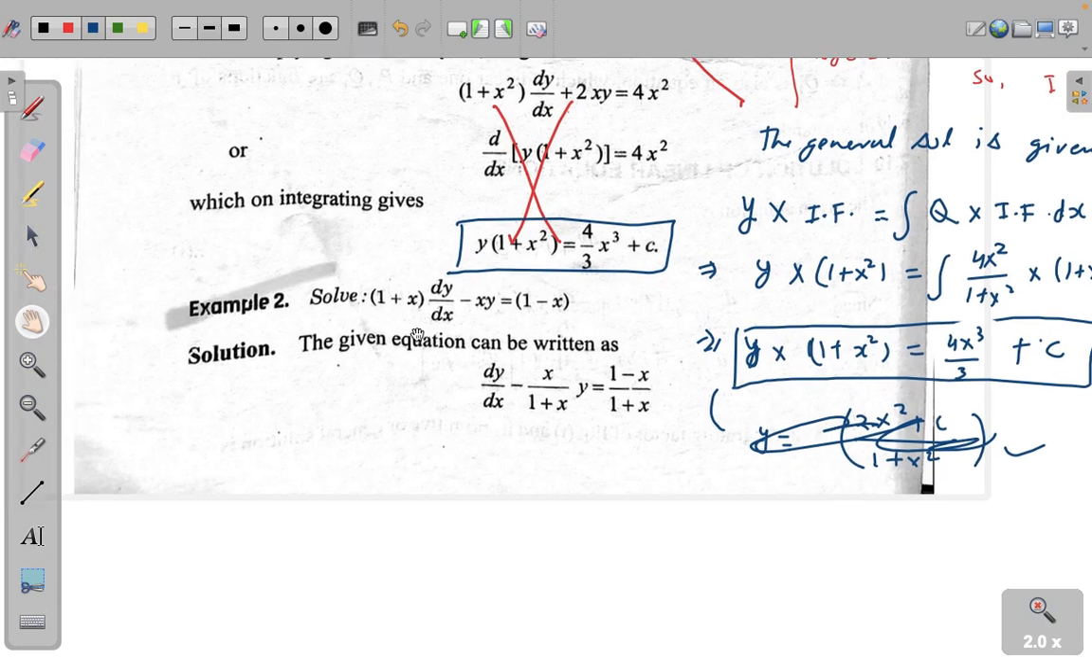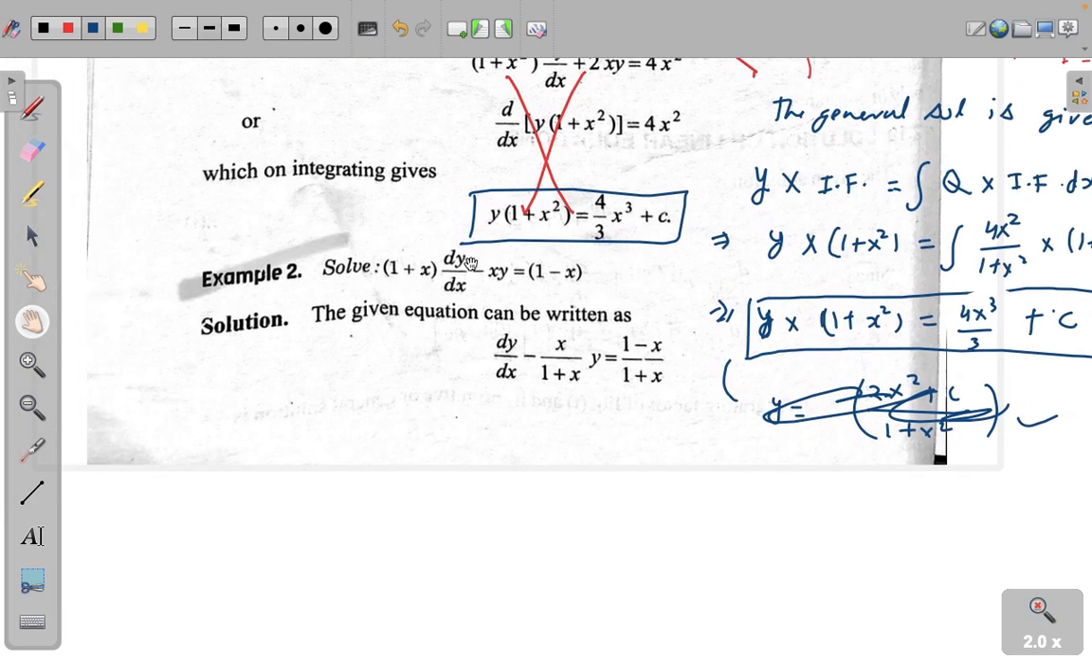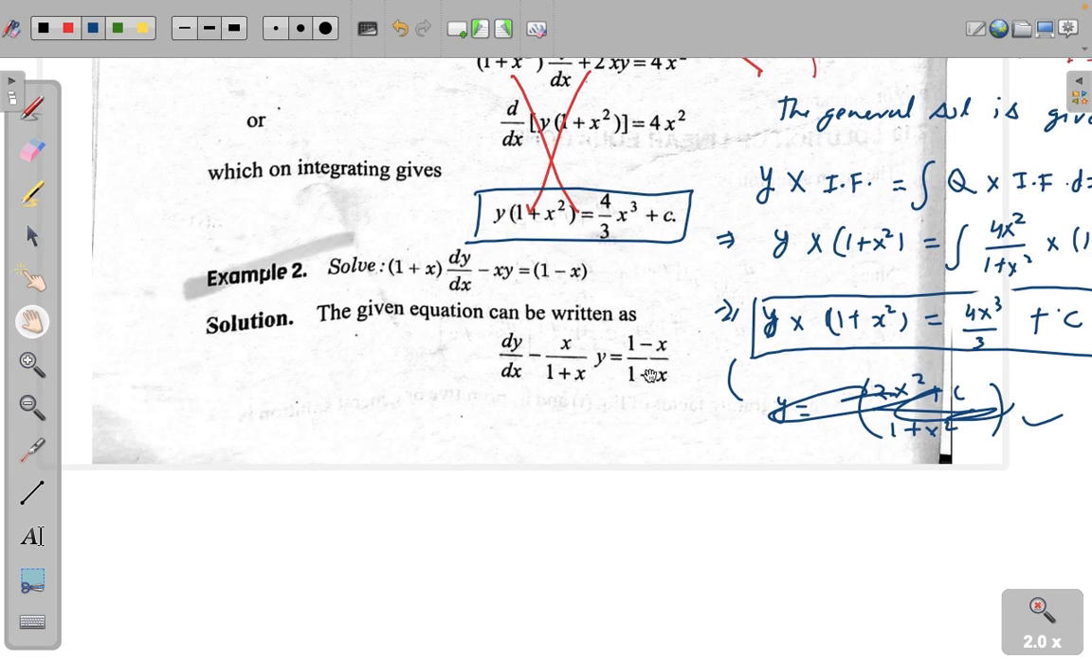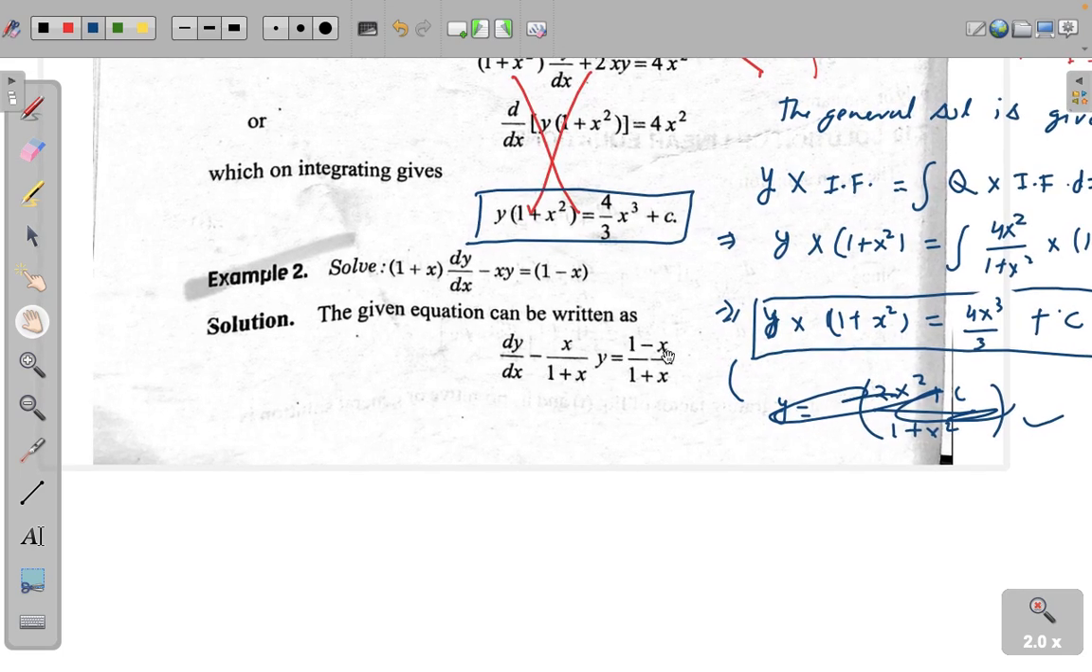Let's do a few more examples. 1 plus x dy by dx minus this. Dividing the whole equation by 1 plus x so that we can get 1 here. This will transform into this. dy by dx minus this. What is in place of P? Minus x upon 1 plus x, not x upon 1 plus x, there is a minus as well. And in place of Q we have 1 minus x upon 1 plus x.